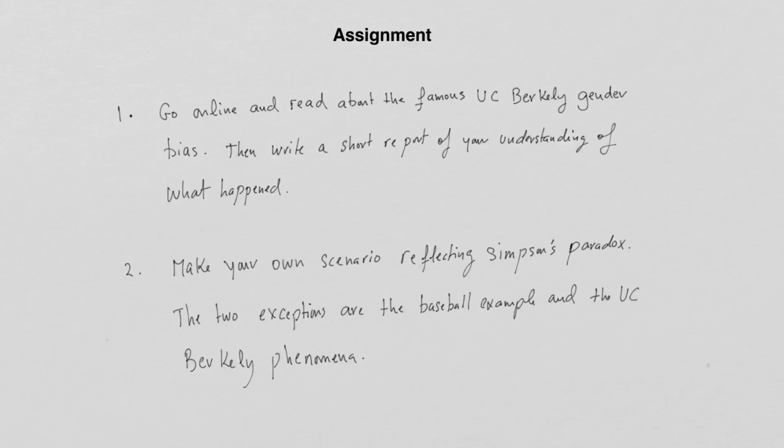So what I would love for you to do, and this is a famous story that you should read about, is two things. One, go online and read about this incident from the 80s, and then write a short report. You could do it by hand, like a nice little paragraph of your understanding of what happened. So why did the judge find that UC Berkeley was not guilty? And what was the reasoning behind finding that actually women were not being discriminated against compared to men?